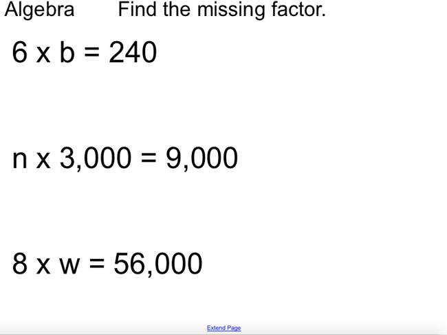So in the first one, we have 6 times B equals 240. Okay, so I do know that I see a basic fact using the 6 times tables. So 6 times what will give me 24? So I'm going to write my basic fact. 6 times 4 equals 24.